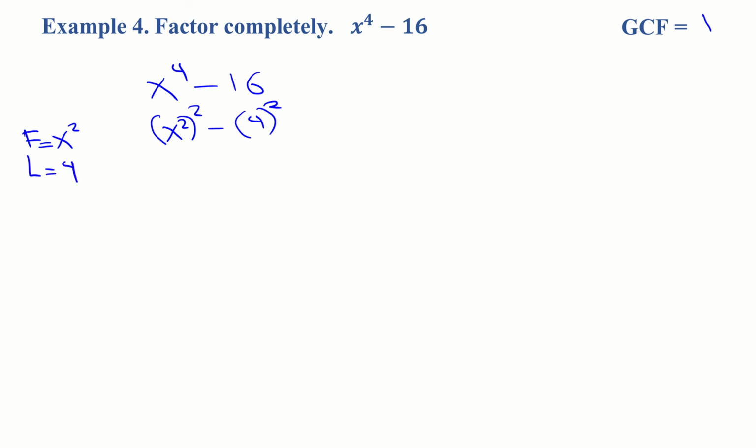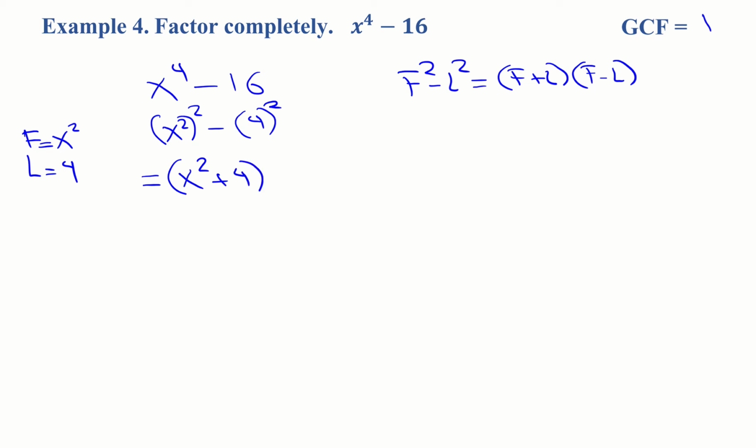So according to the formula, which is F squared minus L squared equals F plus L times F minus L, this is going to factor as F plus L, so x squared plus 4, times x squared minus 4. Now notice that we have no formula for a sum of squares. Most significantly, you have to be aware of the fact that a squared plus b squared is not a plus b squared. It's one of the most common errors in mathematics, right?